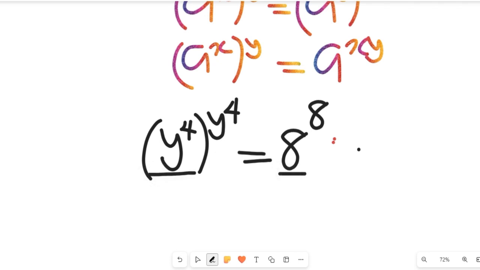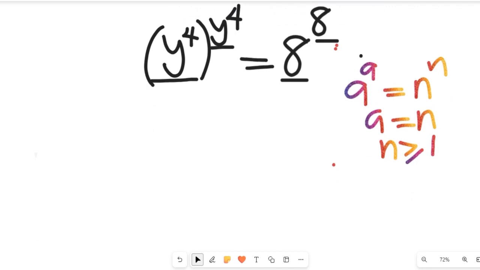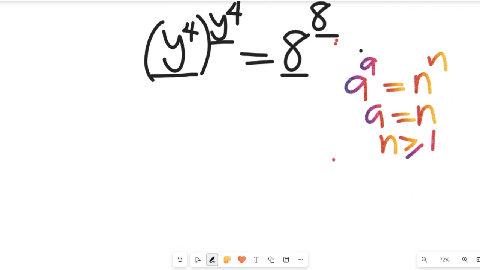We have same base and same what? Power. So from the law of indices, if we have n to the power of n equal to another n to the power of n, then the bases are equal, as long as n is greater than or equal to 1. If we apply that to this expression, we have y to the power of 4 equal to 8.